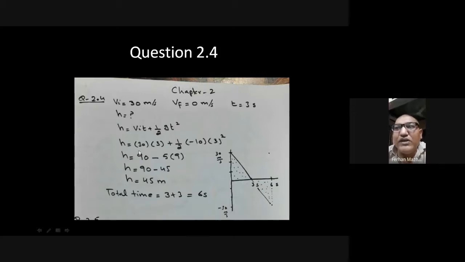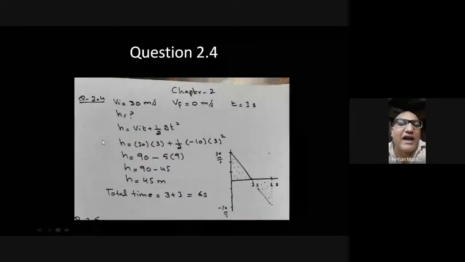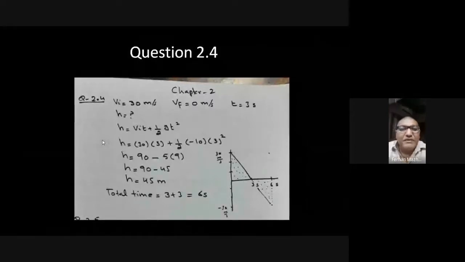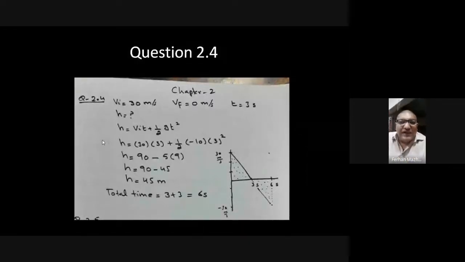So h will be equal to 30 multiplied by 3, which gives you 90, minus 1 by 2 times 10 times 9, which on the calculator gives 5 into 9, so 45. So 90 minus 45, h will be equal to 45 meter. The maximum height the ball will attain is 45 meter.